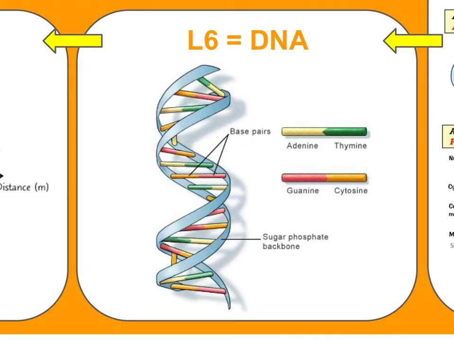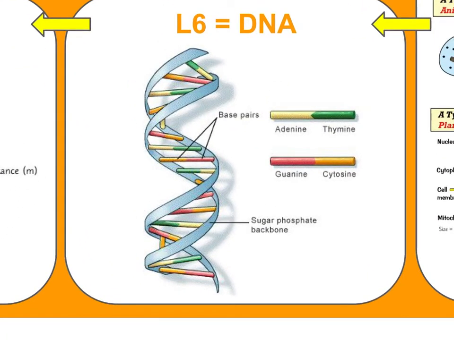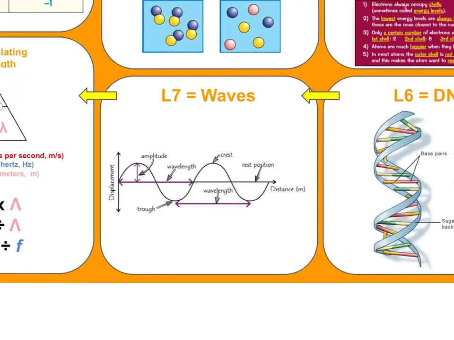Lesson 6, we looked at DNA. And for this, we only really need to know that adenine, A, pairs with thymine, T, and guanine, G, pairs with cytosine, C. And these will always be paired together. And we call them base pairs. This backbone is a sugar phosphate backbone. And that was that lesson on DNA.